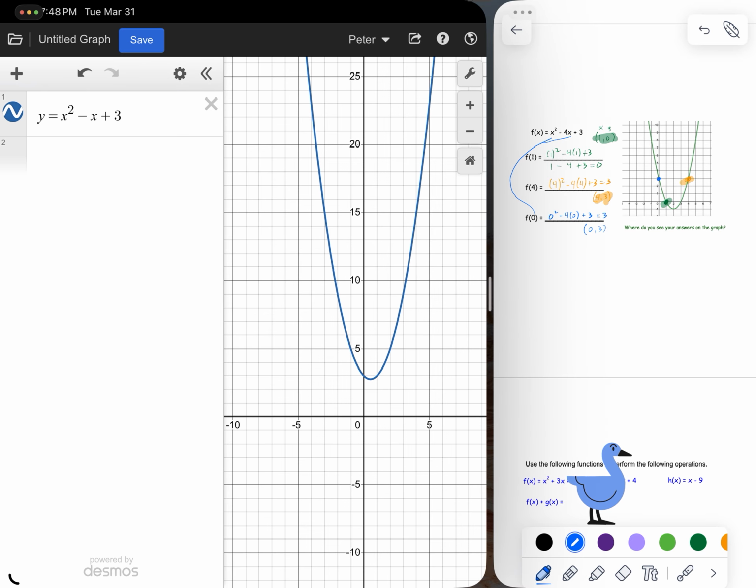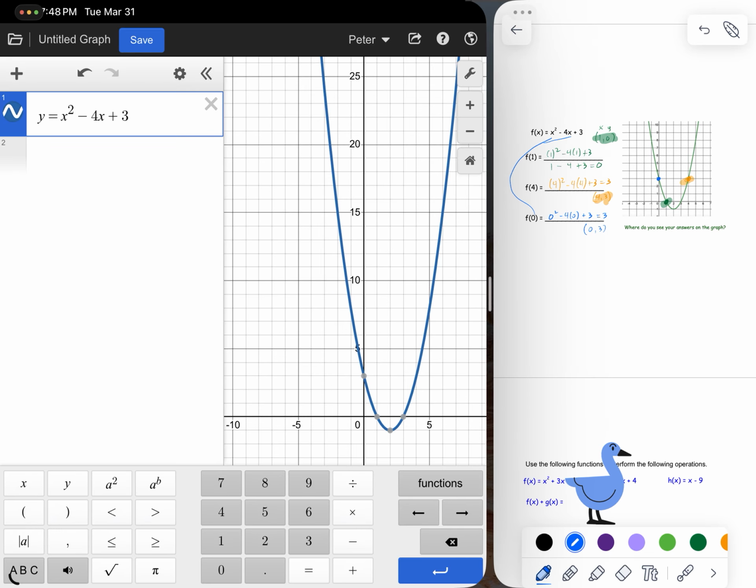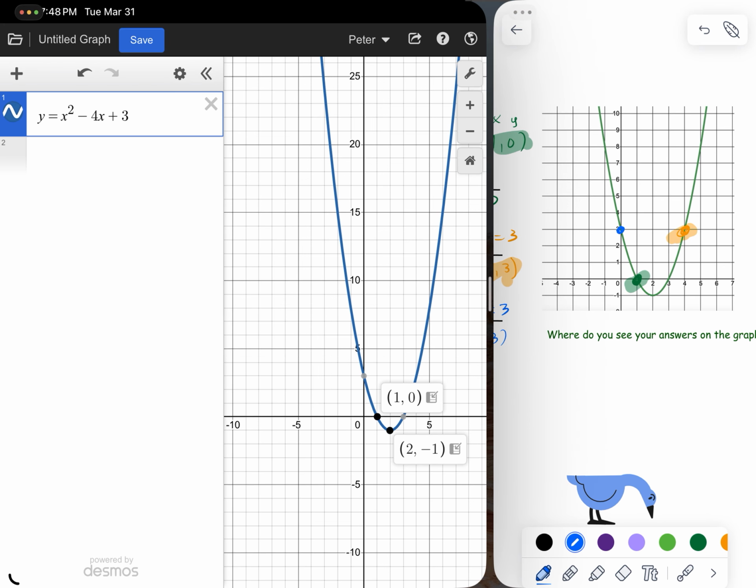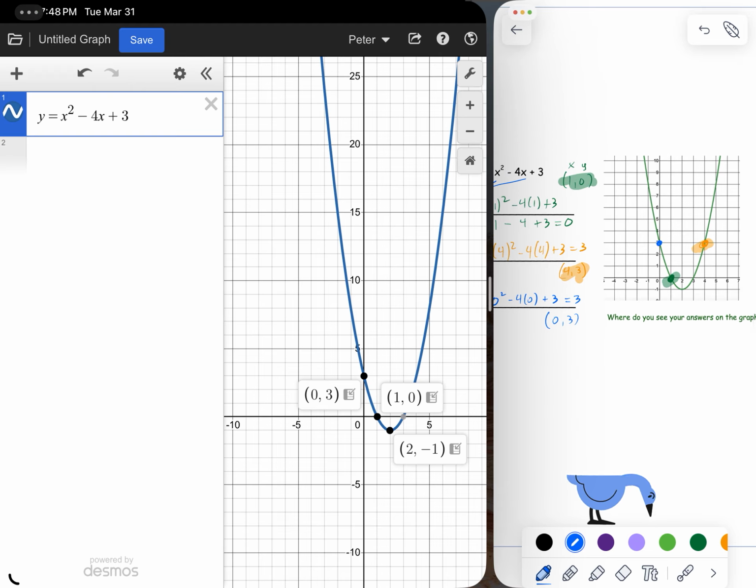And you can see, what did I do wrong? I missed the 4. There, that matches a little bit better, right? That matches. And you can actually click on these dots and you can see some of the coordinates that we did. I mean, we did this one, the 0, 3, and we did the 1, we did those 2 right there.